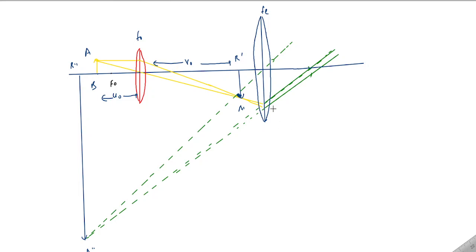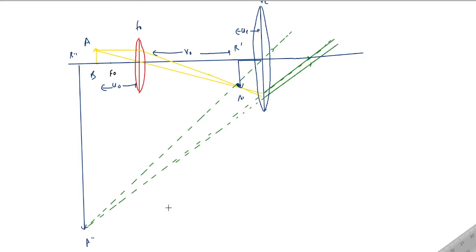Now for the eyepiece, this image formed acts like an object. So the distance between this and this would be called ue, because for the eyepiece this A'B' acts like the object. And finally, the distance between the optic center of the eyepiece and this point is called ve. Now the range of ve would be between D to infinity.